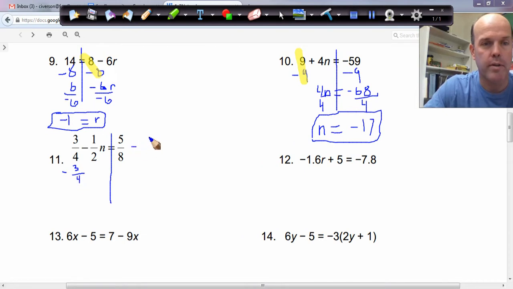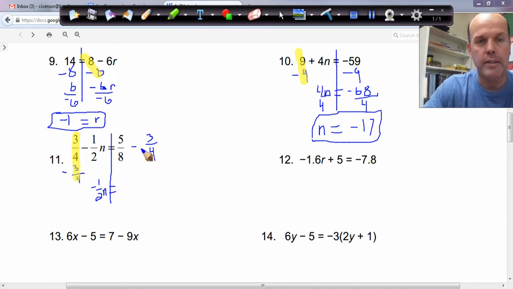So I'm going to put it right here so I can get some room. Alright, so the 3/4 cancel. Okay, so I'm left with a -1/2 n is equal to, now I gotta subtract 5/8 from 3/4.